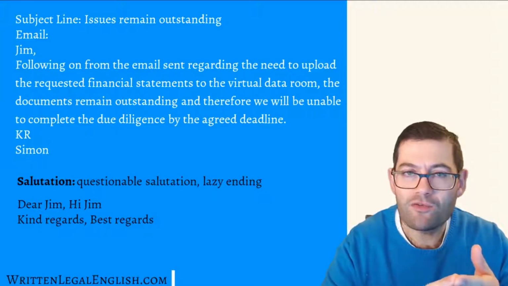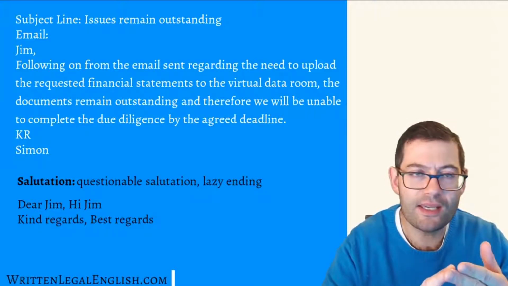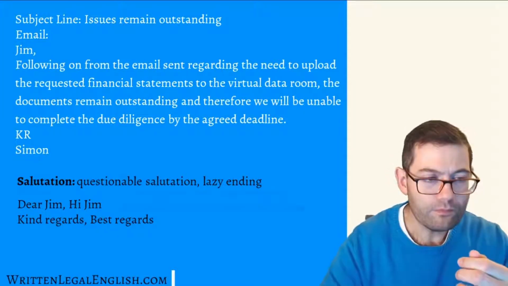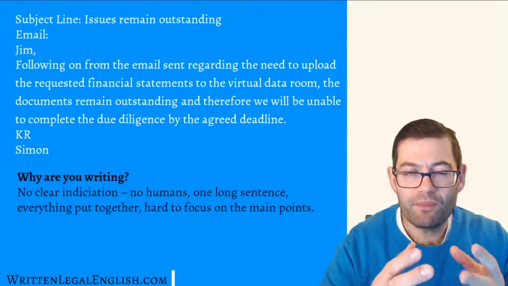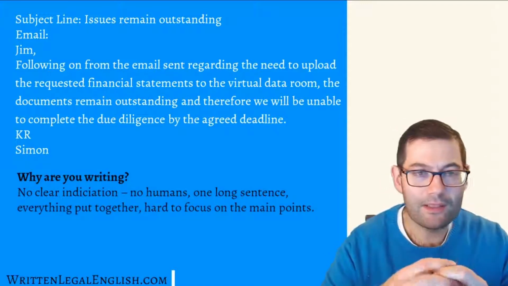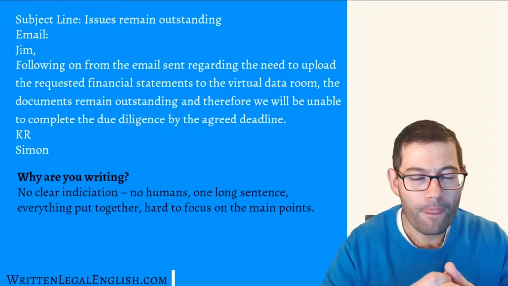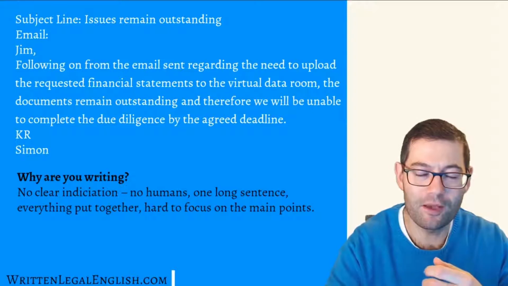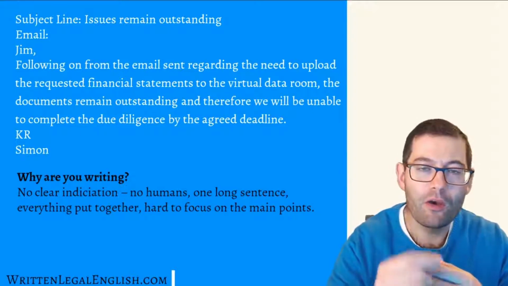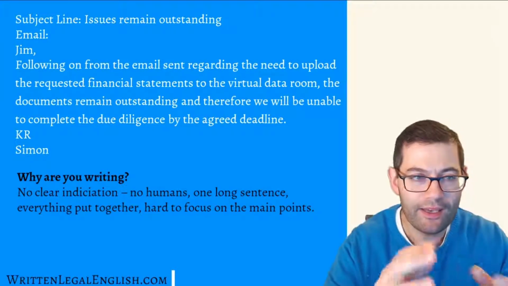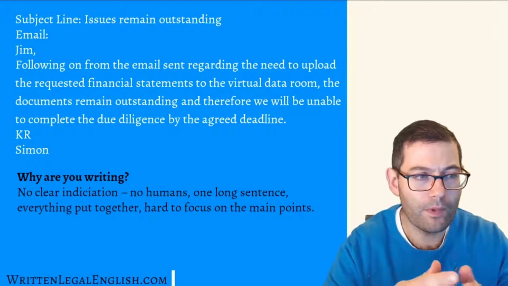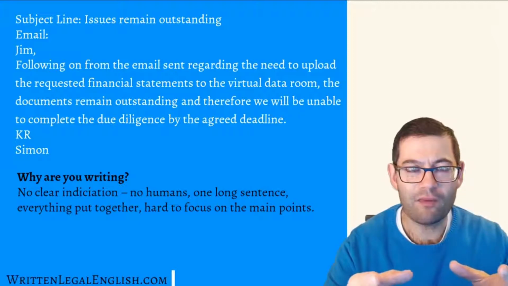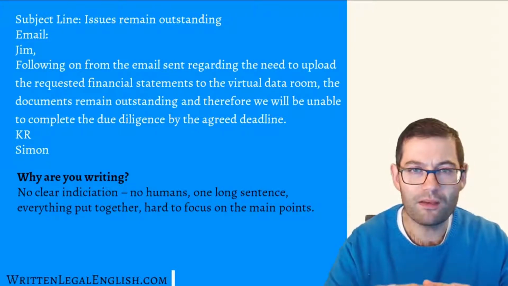So the subject line was wrong, and the salutation and the ending were wrong, in my opinion. Let's have a look at the big two now. The first of the big points is, why are you writing? You write an email to communicate to someone for a particular purpose. You want them to know what it is you're writing about. And if we have a look at the original email, it's very vague or imprecise in the reason why the email is being written.